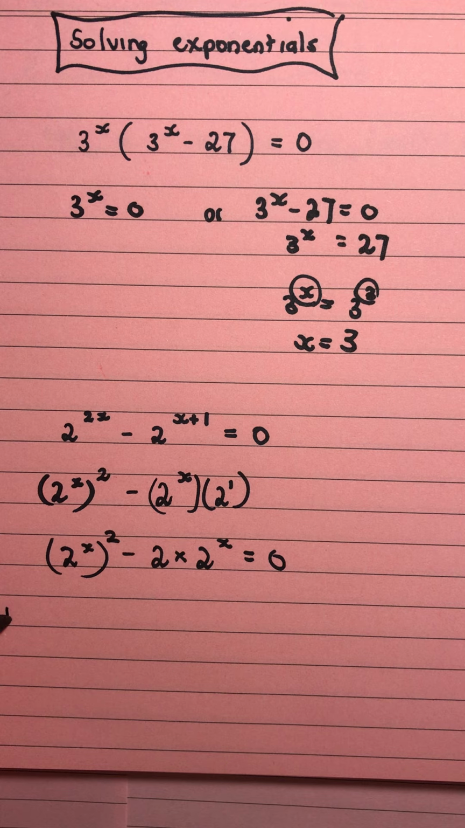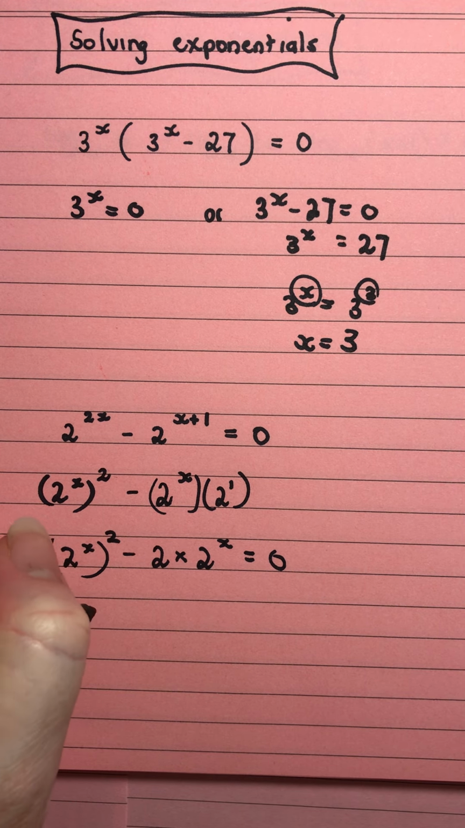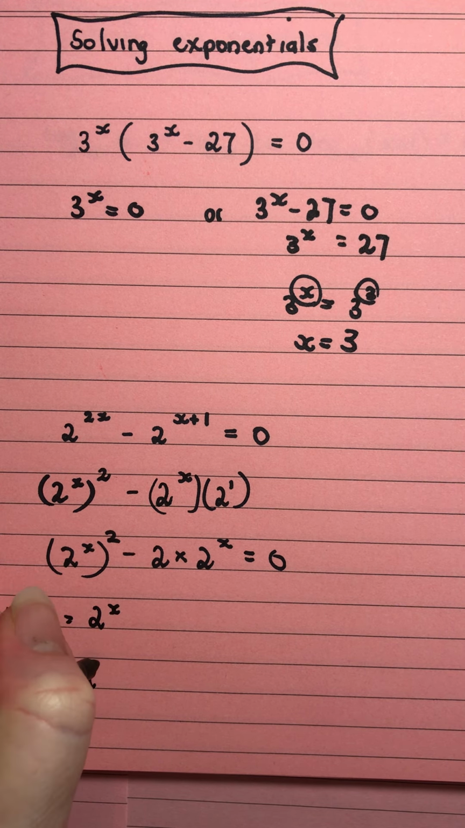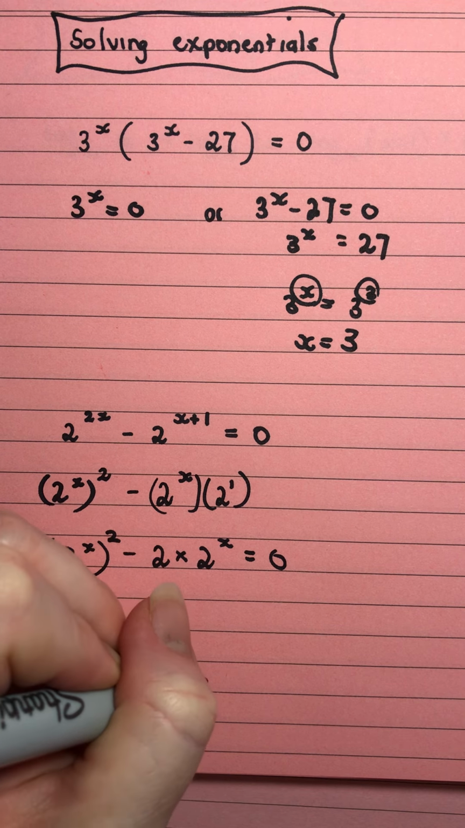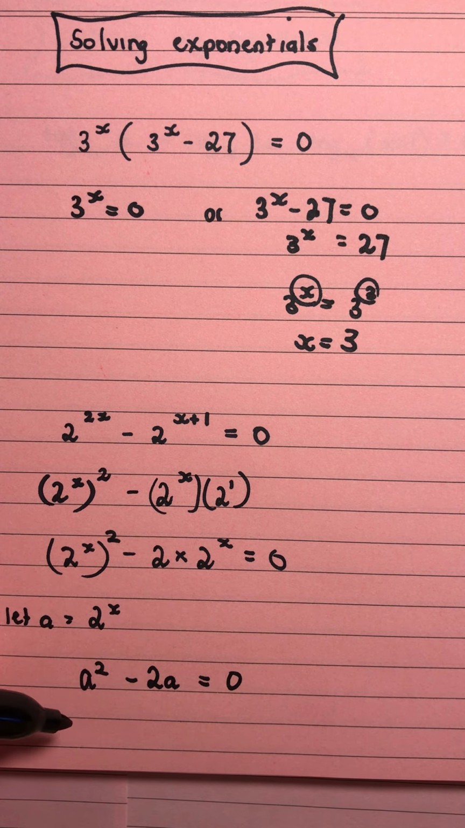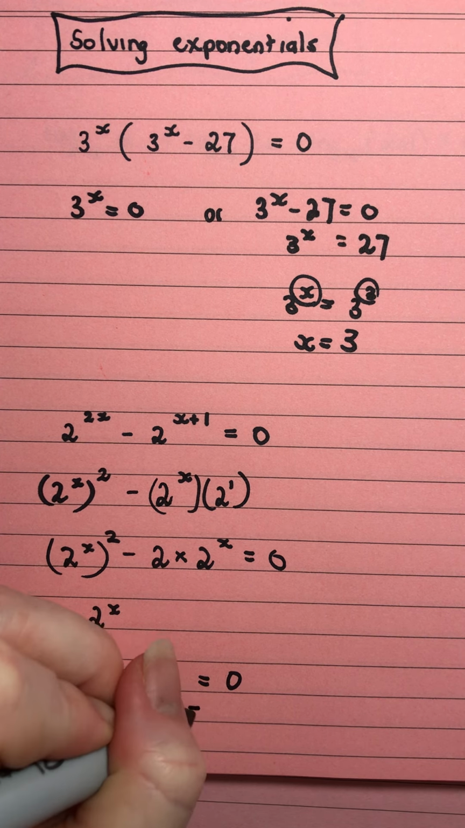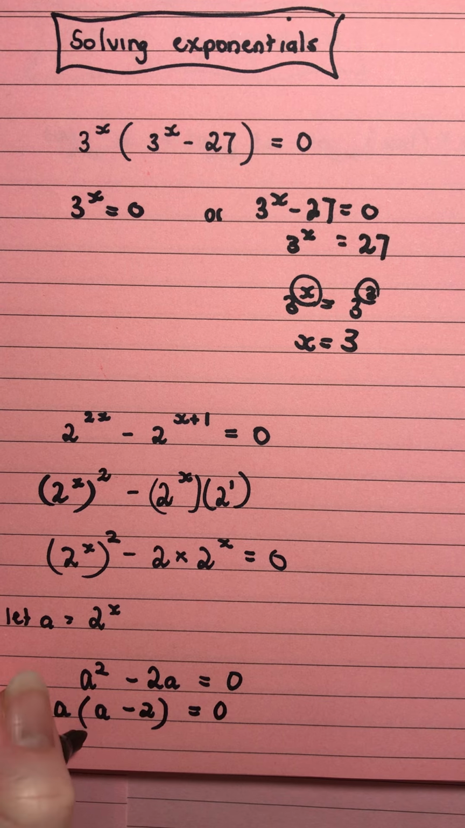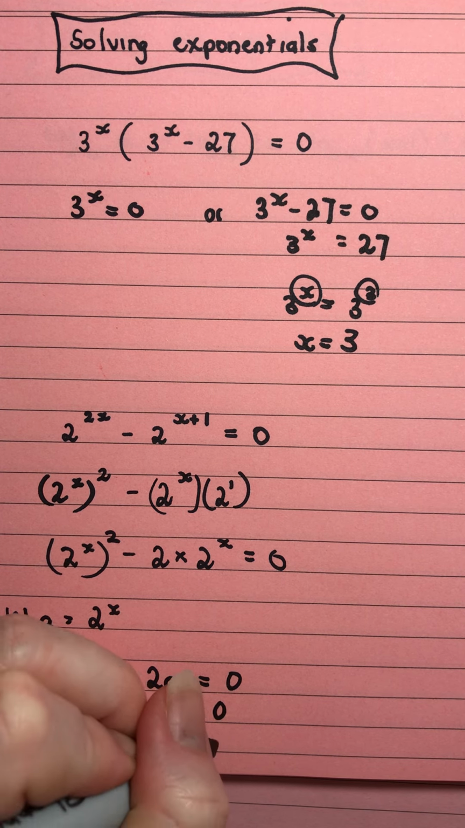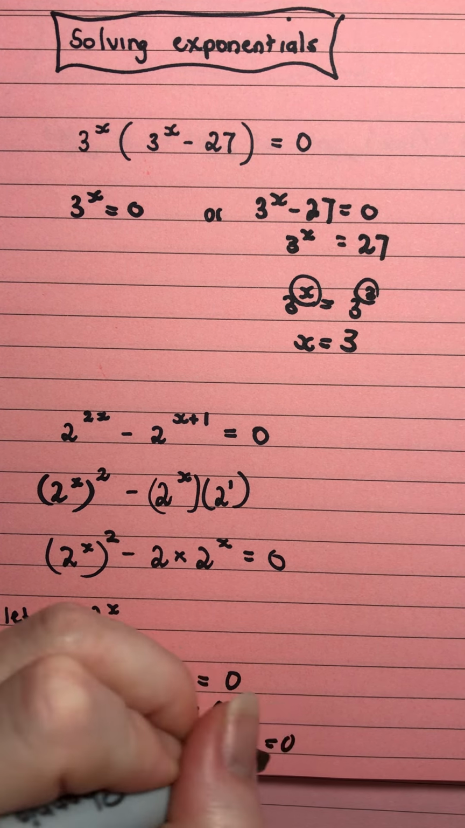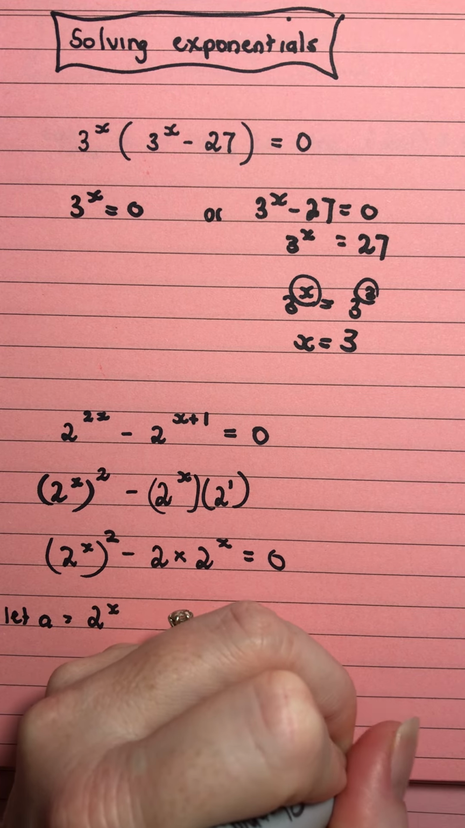So what I'm going to do is let a equal 2 to the power of x. So what I've got is a squared minus 2a is equal to 0, and I'm going to factorize that, and it's a nice quick one to factorize, so I can just take the a outside and I get a minus 2 equals 0. So therefore a must equal 0 or a minus 2 is equal to 0, which would mean a is equal to 2.